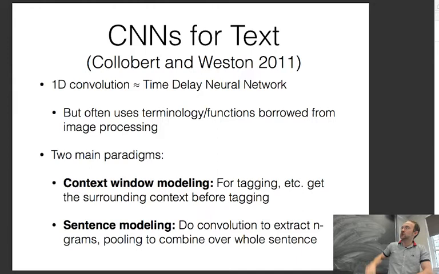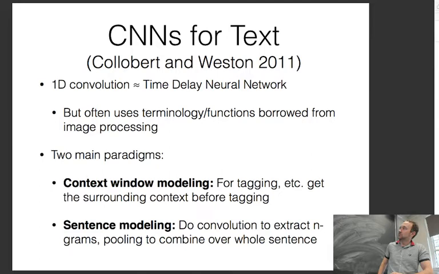So 1D convolution is basically a time delay neural network, but because the people who have been using images have mainly been the people in charge of developing convolutions, they often use terminology from image processing. So you'll often see things like channels. The channel is the RGB channel, the red, green, blue channel. In text, we should probably call them features instead. You also see various other terminology, but once you get used to it, it doesn't bother you so much, I think.